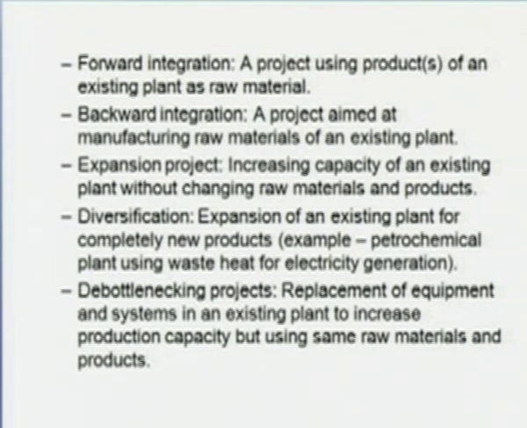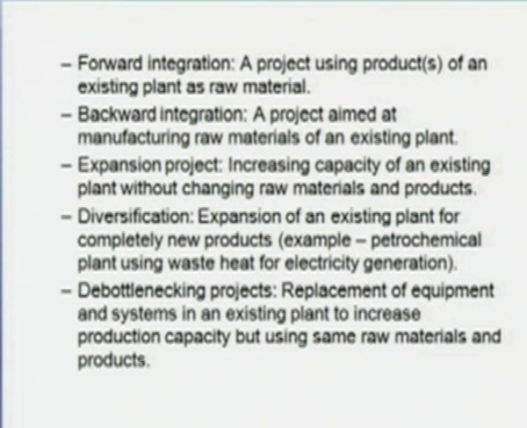Then the fourth subcategory of add-on project is expansion of the project. Here it is a simple addition of more capacity to an existing facility, keeping the product and raw material the same. An example could be adding a naphtha cracker to the cracker complex to enhance the ethylene capacity. It could be called an expansion project, also known as horizontal integration.